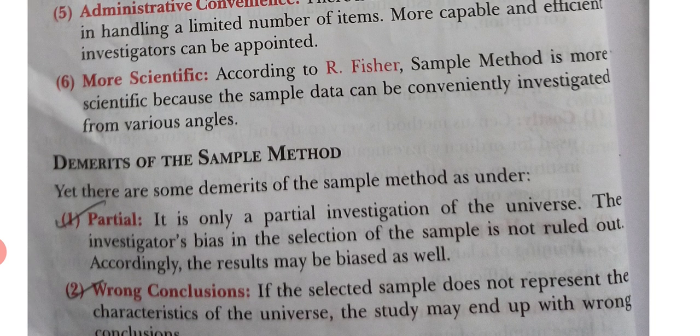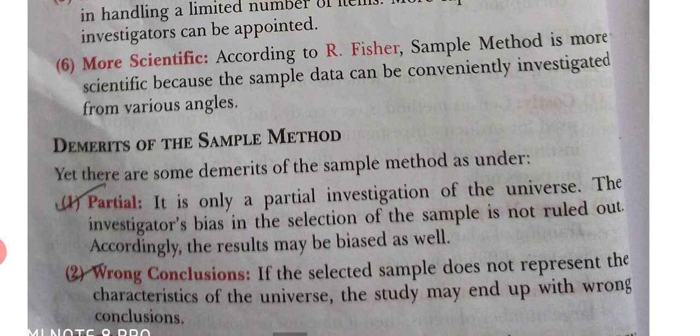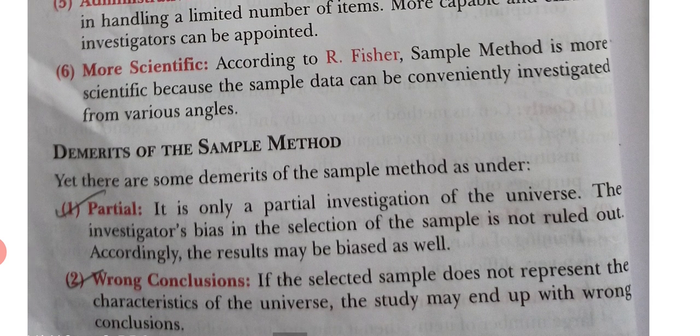First is partial. The sample is selected by the investigator or enumerator. So the person who is selecting the sample can be partial. He can select the sample by his own wish, maybe rule out the sample selection rules. So this can lead to wrong conclusions. Second point is wrong conclusion. If the sample is not selected properly, it cannot represent the diverse groups of the universe, so the information will be wrong and the conclusions that we draw on the basis of that information will not be reliable.